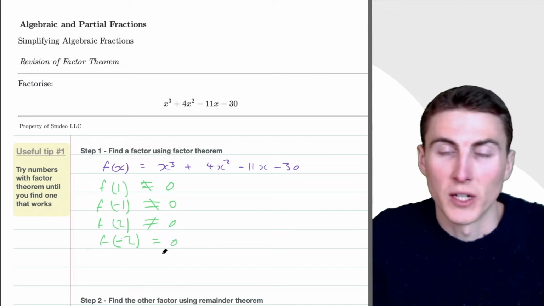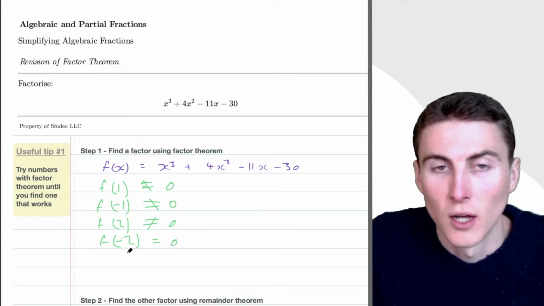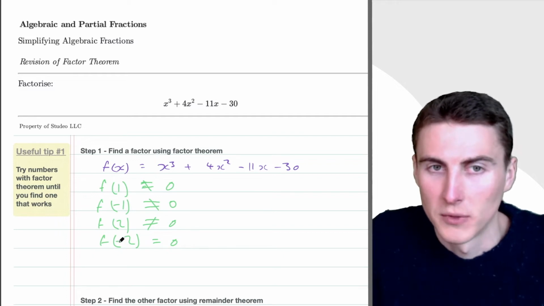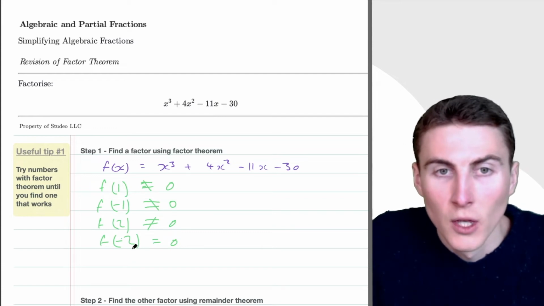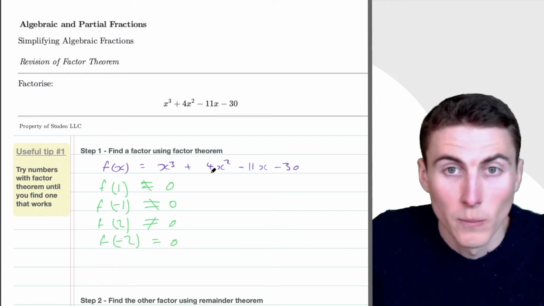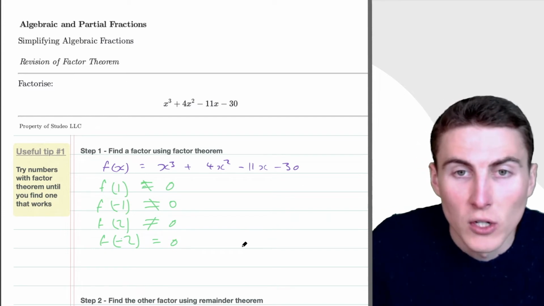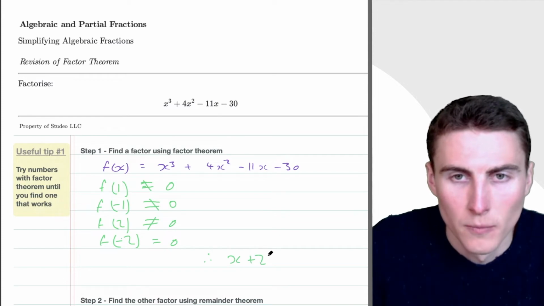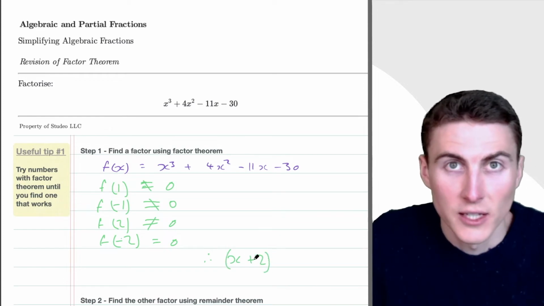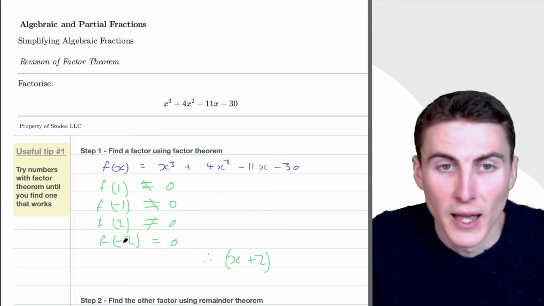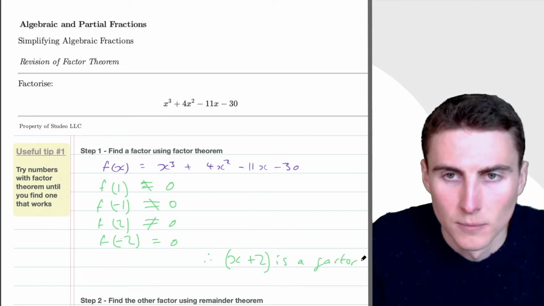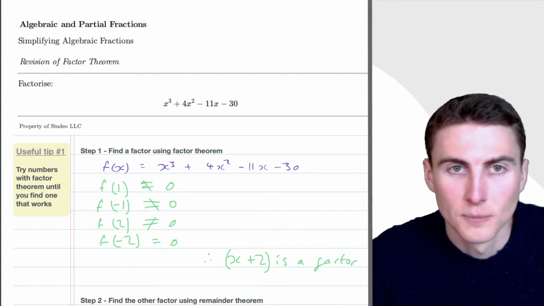So you just got to keep on going until you find one. I normally do it in this order. I find often it's 1 or -1. You won't very often have to go up to bigger numbers than this. So if -2 makes this whole thing 0, then we know that a factor is x plus 2. Because remember, if this is a factor, then the solution that you get from this factor would be x being -2. So this one is a factor. Cool, so that's done. We've got one factor now.